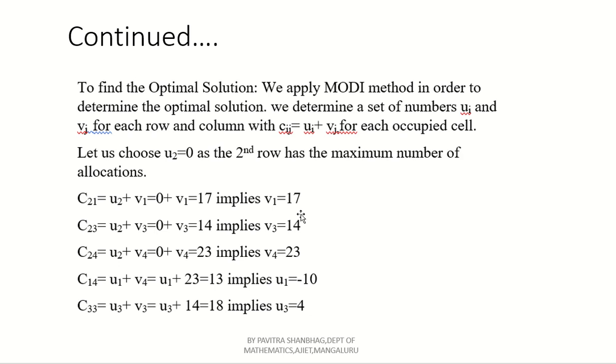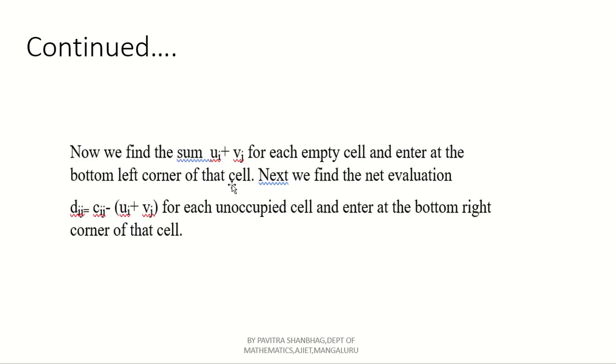Now here we are getting what? V1, V3, V4, and U1 we know, U2 is 0 already we know, U3 we know, right? Now here, we find the sum of ui plus vj for each empty cell and enter it at the bottom left corner of that cell. Next we find the net evaluation, that is dij equal to cij minus (ui plus vj), for each unoccupied cell and enter it at the bottom right corner of that cell.